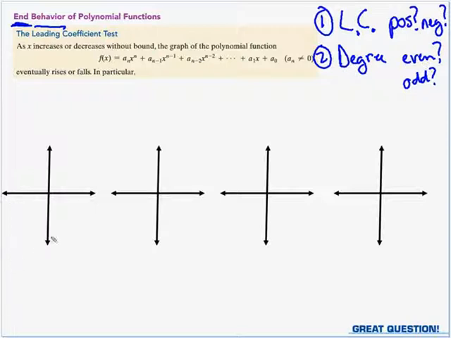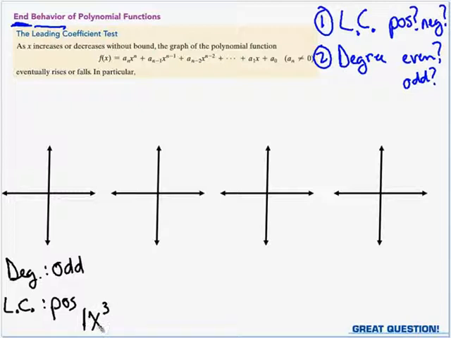So we're going to break this down into 4 cases. We'll start with the degree being odd and the leading coefficient being positive. A great example, the most basic, would be x to the third. The degree is odd, and our leading coefficient is a positive 1.